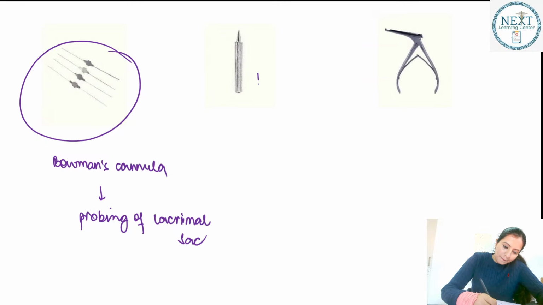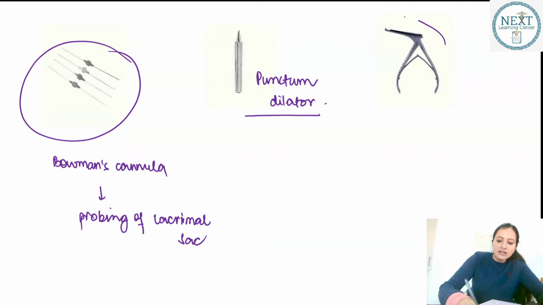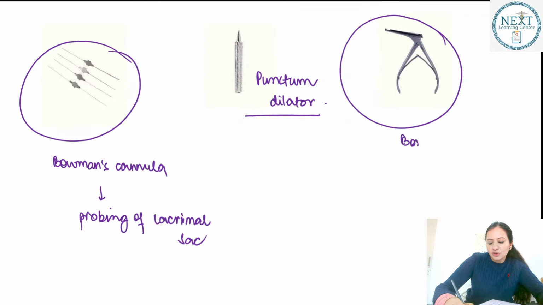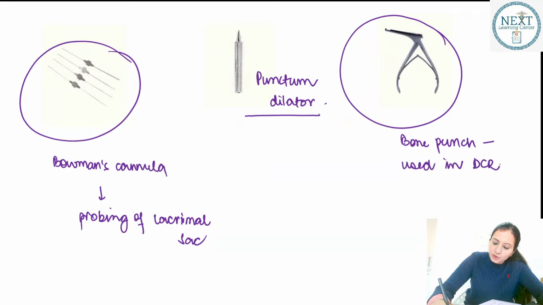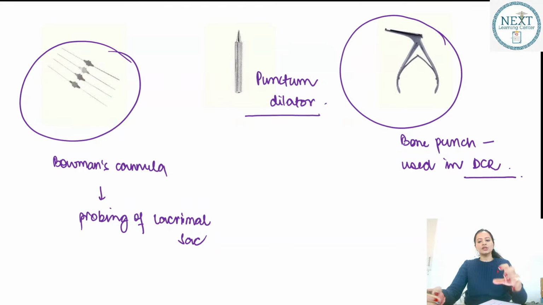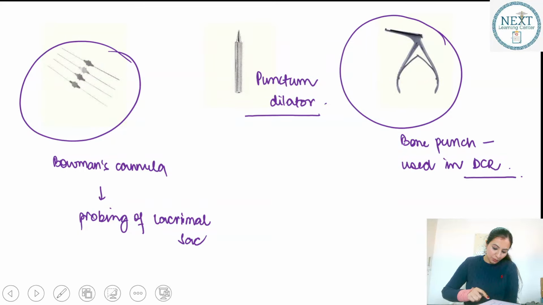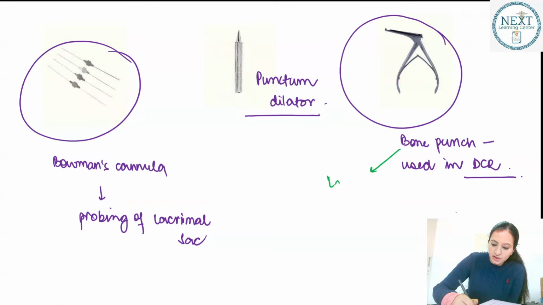This is your punctum dilator. This is your bone punch. Where do we use this bone punch? This is used in DCR, dacryocystorhinostomy, to punch the bones. There was a question once in FMG in which they asked what are the bones that are punched. The bones that are punched are lacrimal and ethmoid.